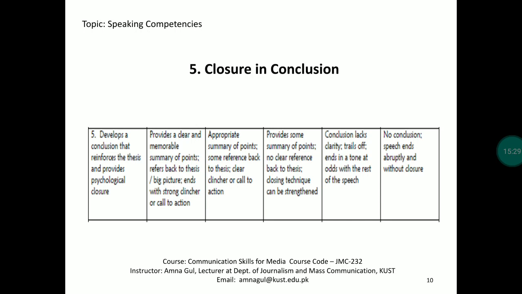In case of a minimal level speaker, the conclusion lacks clarity, it trails off. It ends in a tone at odds with the rest of the speech. As for the deficient level speaker, there is no conclusion. The speech ends abruptly without any closure.